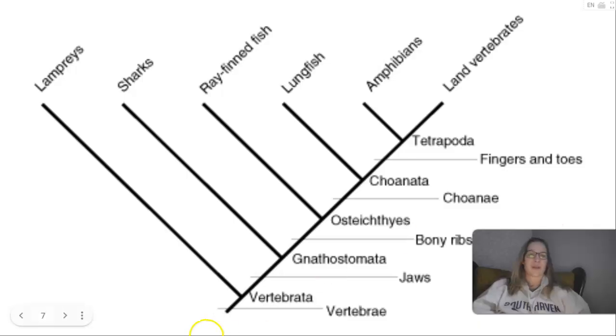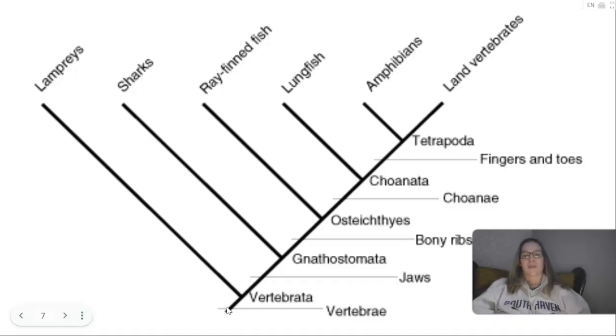Okay, here's another one. You have lampreys, sharks, ray-finned fish, lungfish, amphibians, and land vertebrates. So the common ancestor, again, would have been back here. And this trait is vertebrae, which means that all of these organisms have vertebrae because they came after vertebrae developed.